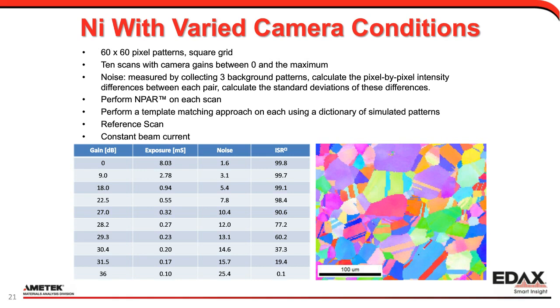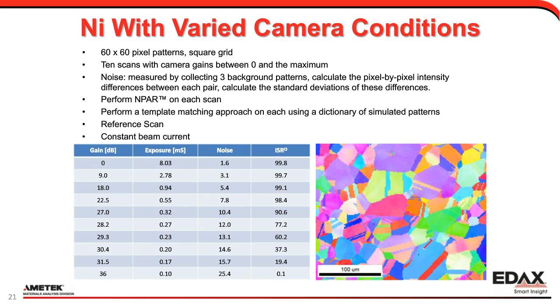So in this case, some details. There are 60 by 60 pixel patterns, which has been found to be a good resolution for doing dictionary indexing. It's actually a little smaller than we would typically use for the conventional Hough-based indexing, but it works quite well with 60 by 60 pixel patterns in dictionary indexing, both in terms of the results and in terms of the efficiency of computation. We've done 10 scans with the camera gains going between 0 and the maximum available on the camera. I won't go into how we measure the noise, but you can just see that it increases with increasing gain.